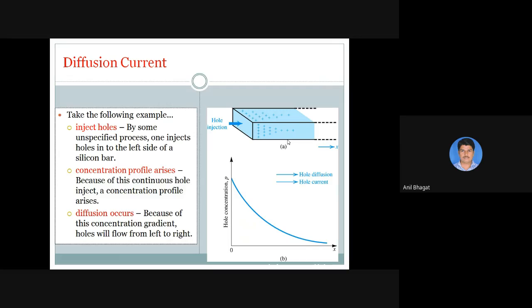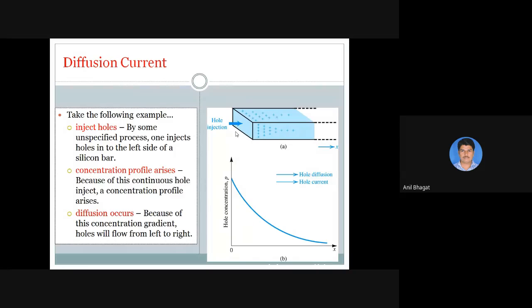Concentration profile arises, that means the continuous hole injection and then a concentration profile arises, right? So you can continuously inject the holes at one particular point. Now the holes are present in your device. The diffusion occurs because of the concentration gradient. Holes will flow from left to right. So holes always flow from left to right and electrons always move from right to left in general.